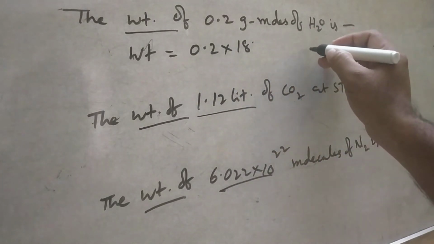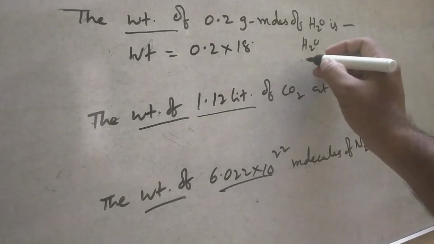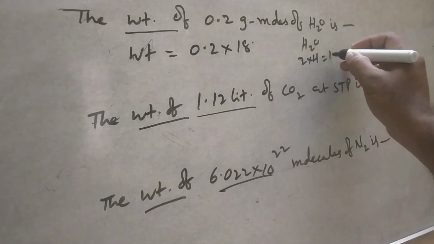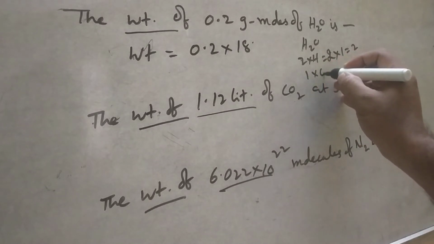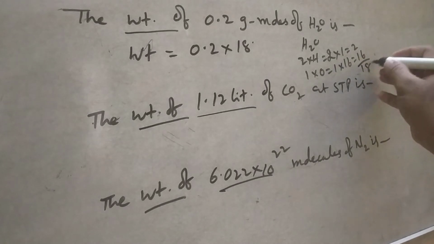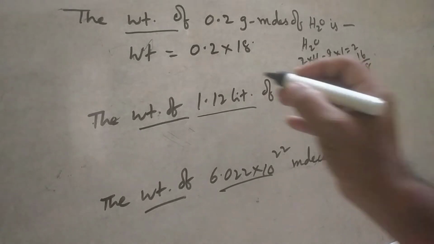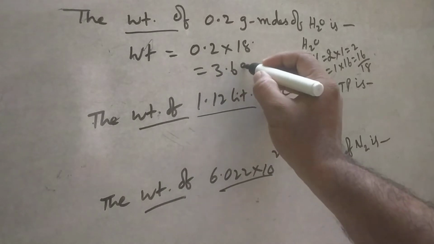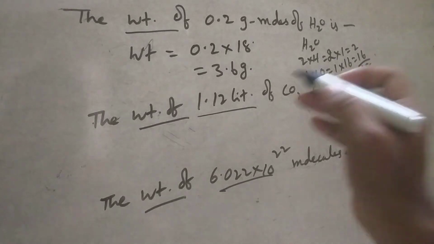You have to calculate the molecular weight of water. H2O means 2 into the atomic weight of hydrogen, which is 1, then 1 into the atomic weight of oxygen, 16, so the total is 18. So 18 is the gram molecular weight of water. So it is 0.2 into 18 grams, and you will get 3.6 grams of mass of water.